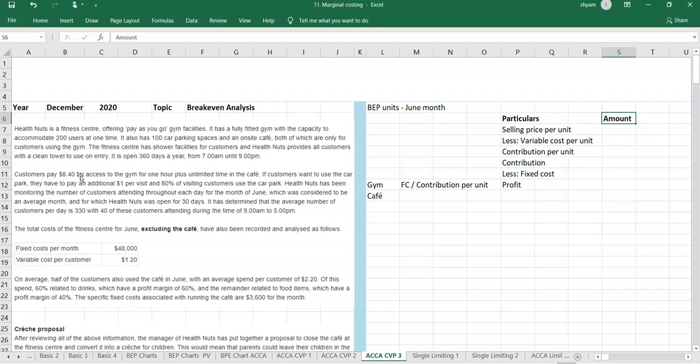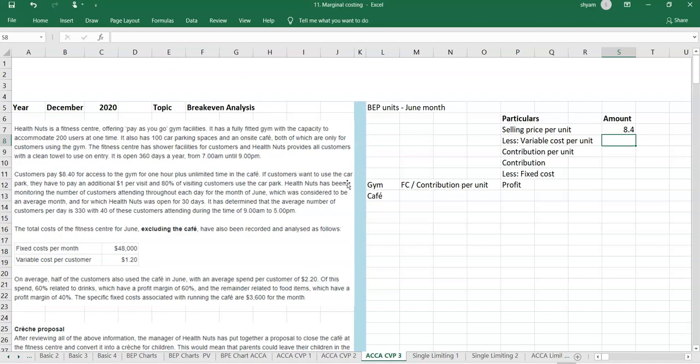So the customers have to pay 8.4 for access to the gym for 1 hour. If they pay 8.4, I think they'll get one towel, and they can use unlimited time in the cafe. So the selling price is $8.4, and if customers want to use the car park, they have to pay an additional $1 per visit, and 80% of the customers use the car park.